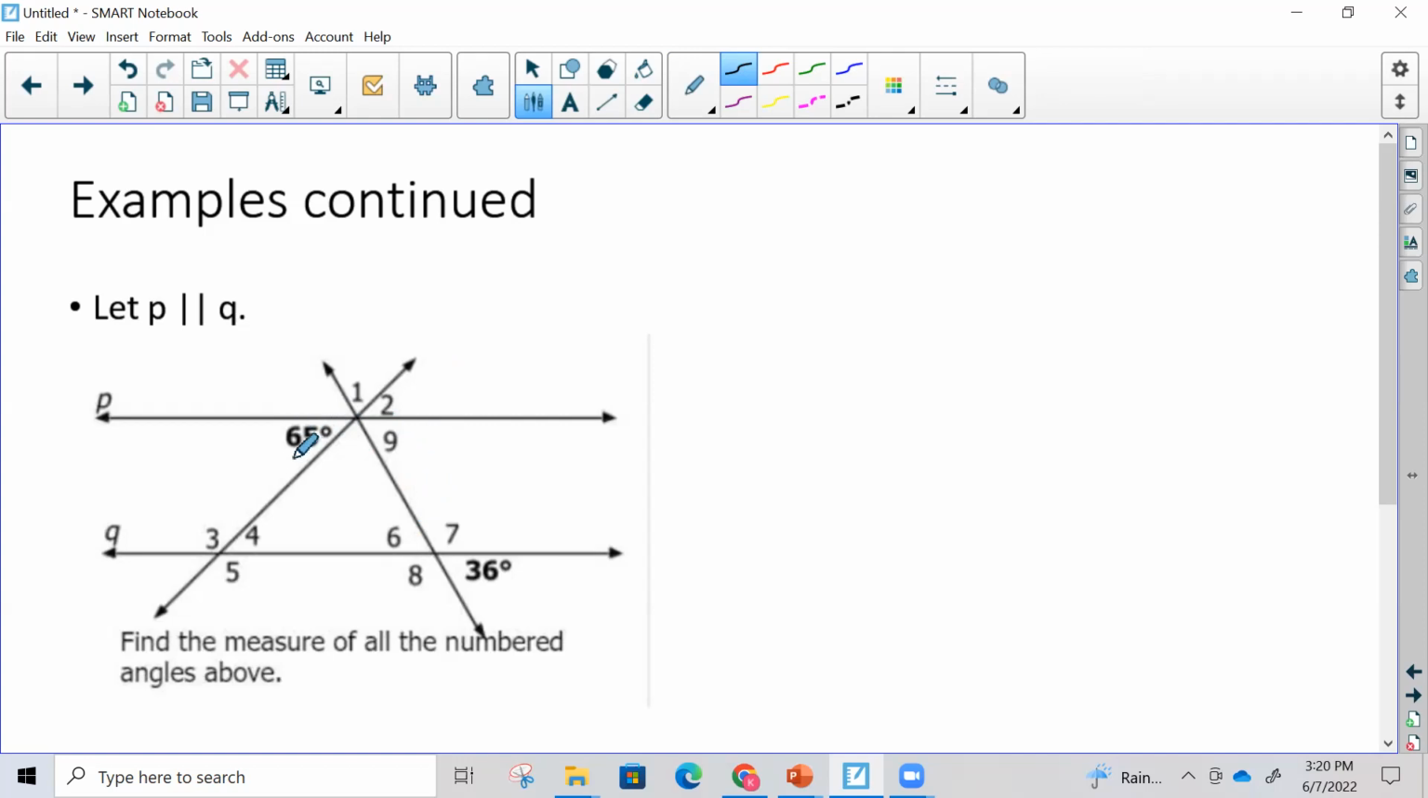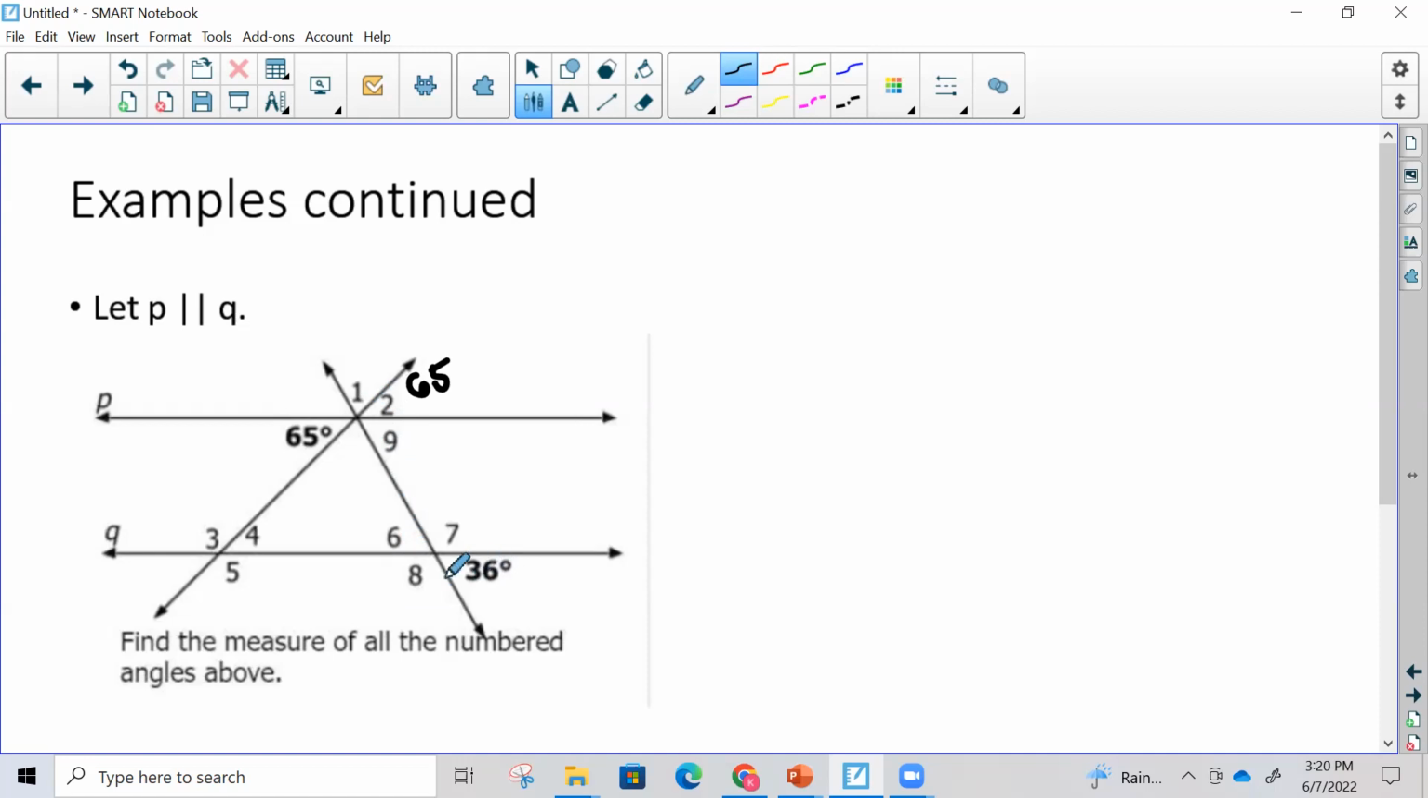I have 65. If I look across from it, angle 2 is also 65 because it's vertical. And if you had to justify, you would say angle 2 is vertical to 65 and vertical angles are congruent. From there, I can't find 1 or 9 yet because I'm missing 2 and I don't know if these are equal. So I'm kind of stuck there.